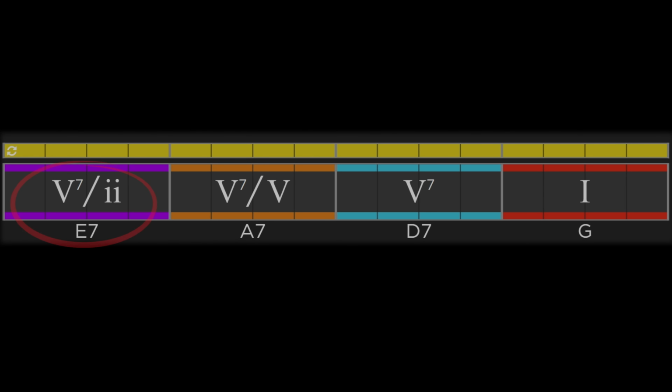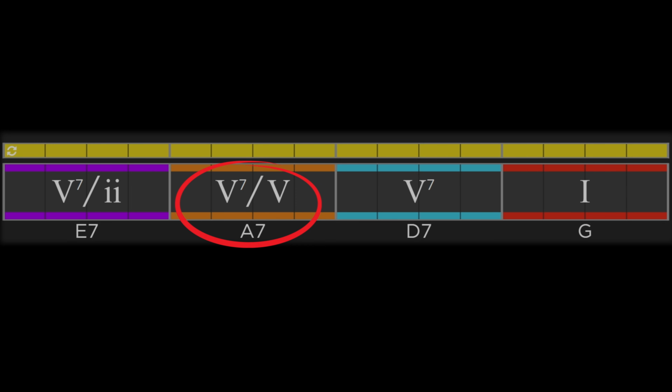So far, I've always resolved the secondary dominants to their target chord straight away, but you can create longer chains of secondary dominants. The 5 of 2 is E major. I'll make that a dominant 7th chord and use it to begin the progression. Typically, you would resolve this to the 2 chord, which is A minor, but if you use the secondary dominant that is on the same root note, you can continue the chain.